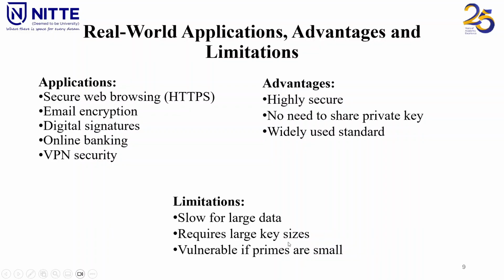It requires larger key sizes because, as I mentioned, of prime factorization. In order to make this algorithm hard to break, we have to choose large prime numbers. And it is vulnerable if the prime numbers are small. That is the drawback of this particular algorithm. We are not supposed to choose small prime numbers.